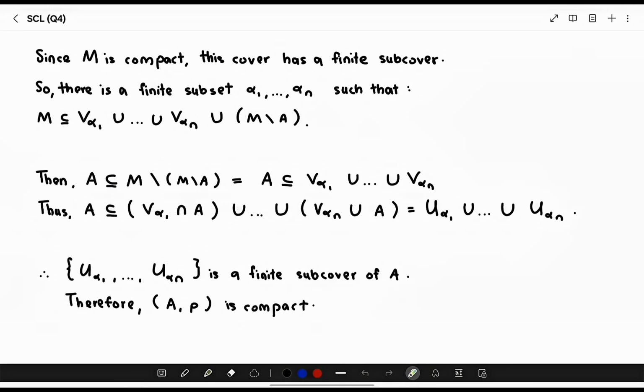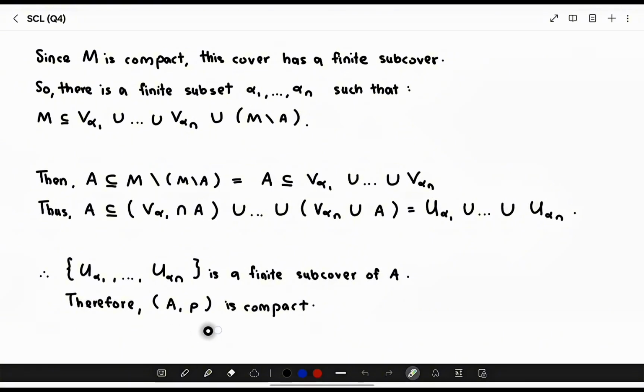Since M is compact, this cover has a finite subcover. So there are alpha 1 up to alpha n such that M is a subset of V_alpha 1 union up to V_alpha n union with M minus A. Now we intersect both sides with A, then we get this. So U_alpha 1 up to U_alpha n is a finite subcover of A. Therefore, every open cover of A has a finite subcover, which means that A is compact. So we have proven that if A is a closed subset of a compact metric space, then the metric space (A, rho) is also compact.